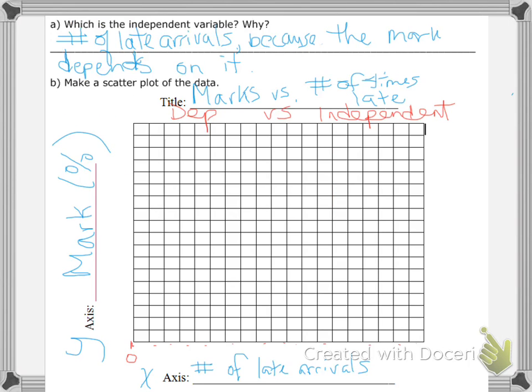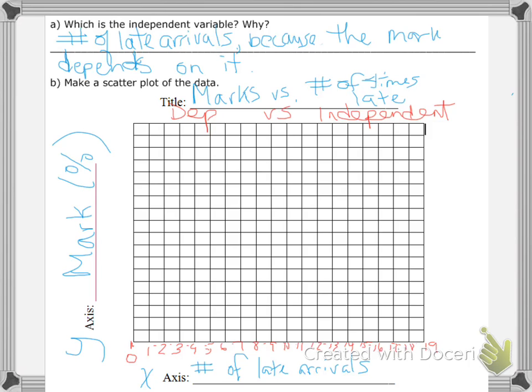Go back and do that. So this is going to be 1, 2, 3, 4, 5, 6, 7, 8, 9, 10, 11, 12, and so on. And make sure that you're writing on the lines and not on the spaces, because it's not a bar graph, it's a scatter plot.